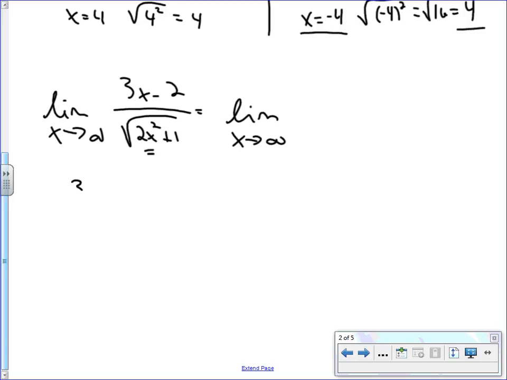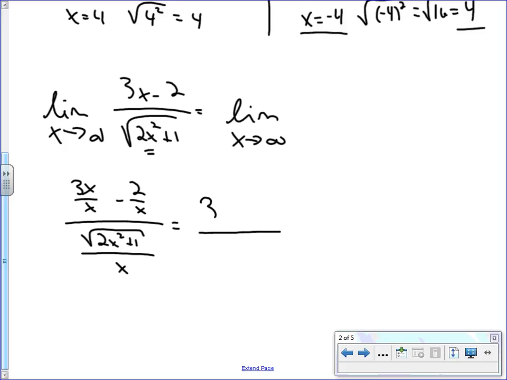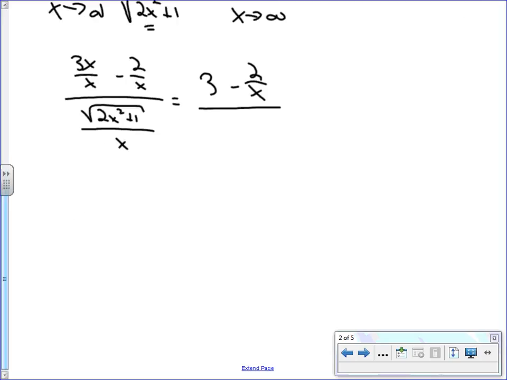little bit messy. I'm going to do 3x divided by x minus 2 divided by x, and the square root of 2x squared plus 1 all divided by x. So my numerator becomes 3 minus 2 over x. And here's the thing in the denominator that you need to see. As long as x is positive, then I can say that x is equal to the square root of x squared. So this x right here, I'm going to change it into this. When you do it once or twice, the steps go a lot faster.